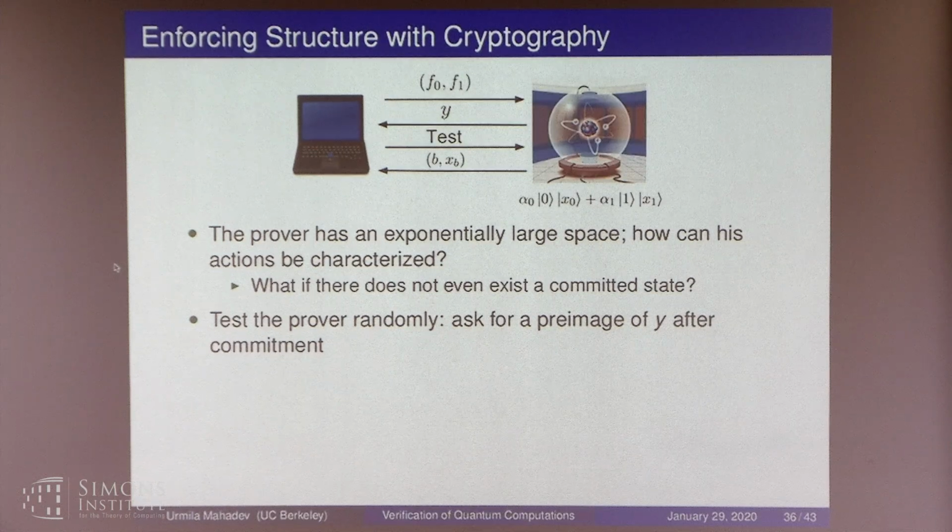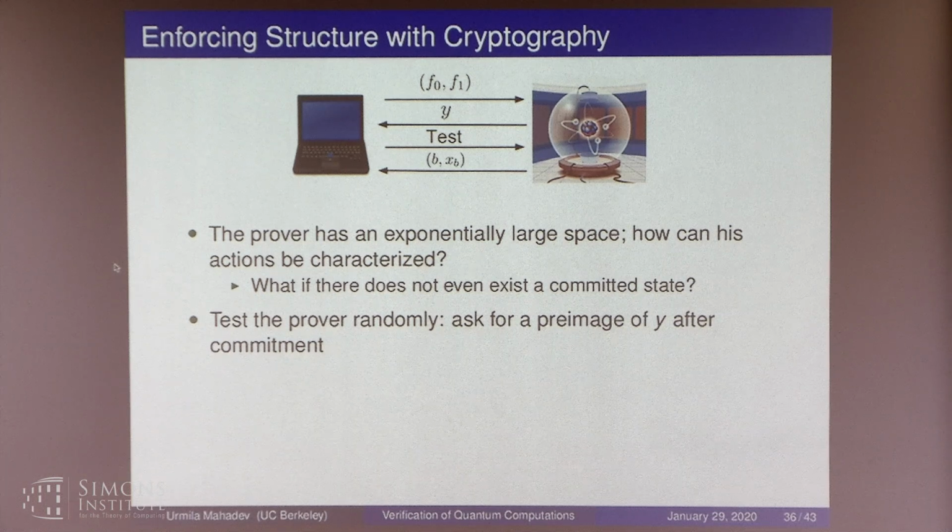But what if he didn't? So what if he didn't have a committed state in mind? Then what this test does is it creates structure, because what it tells us is that at some point in time, somewhere in the prover space, there was a preimage. And we know that because the prover must have measured some part of his space to obtain a preimage.